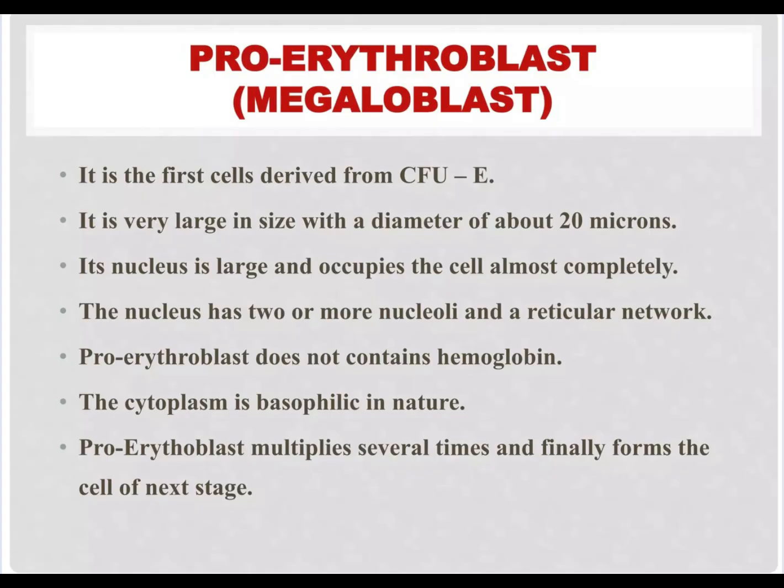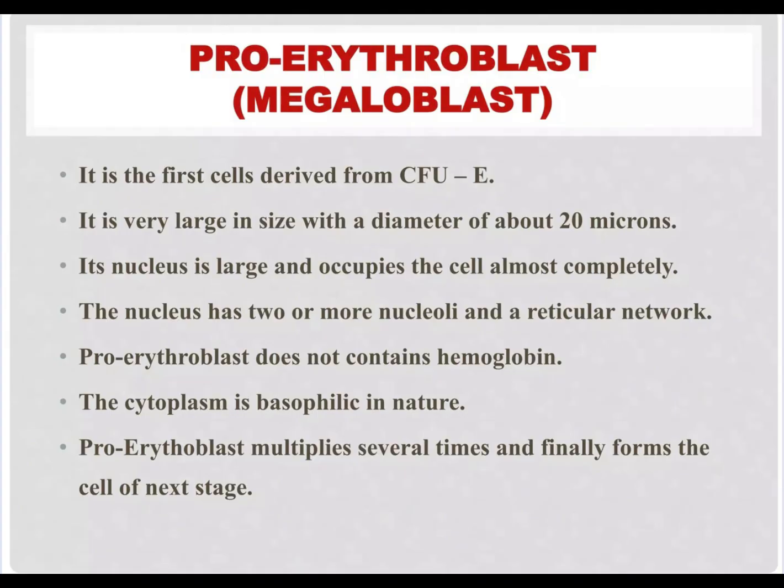So the nucleus is still present, and you know in red blood cell there is no nucleus. I get it, it's non-nucleated. But in this one, there is a nucleus, and there is presence of 2 or more nuclei and the reticular network. I get it now? So there is no presence of hemoglobin here. So there is absence of hemoglobin.